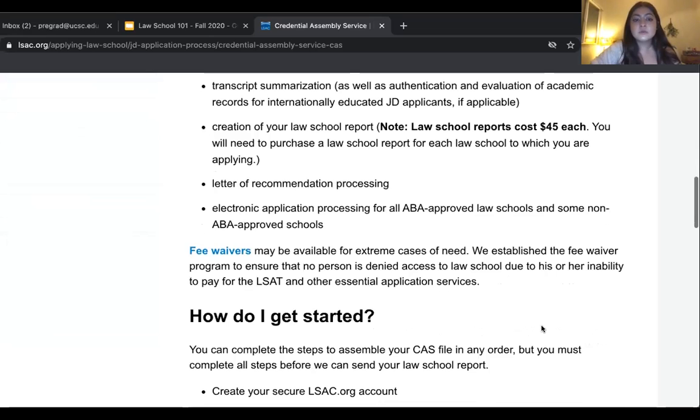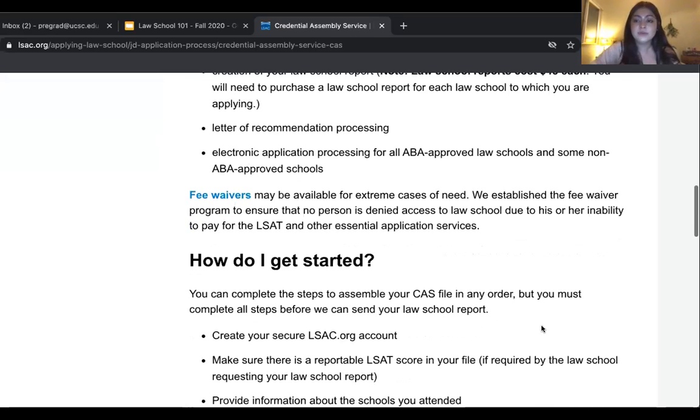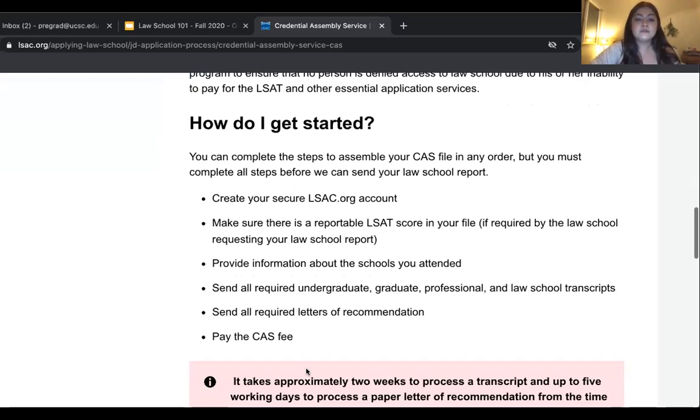There are free waivers available for extreme cases, so make sure you look into that before you just pay for it. And you just go on the LSAC site, create your lsac.org account, and then you pay your fee.